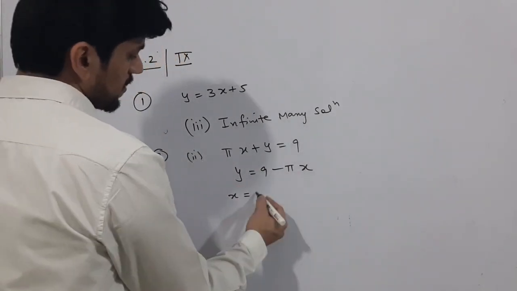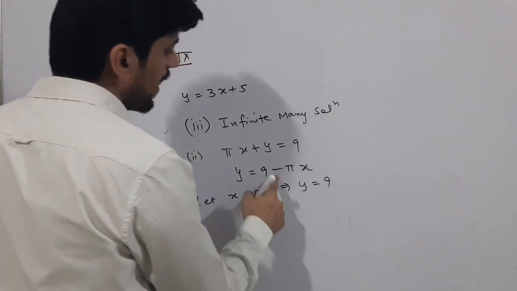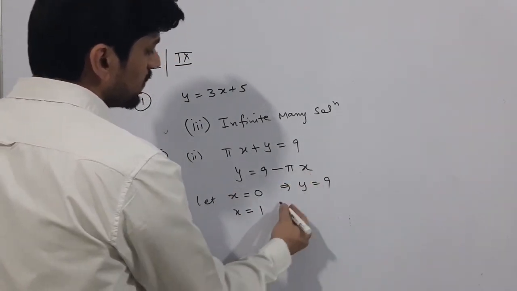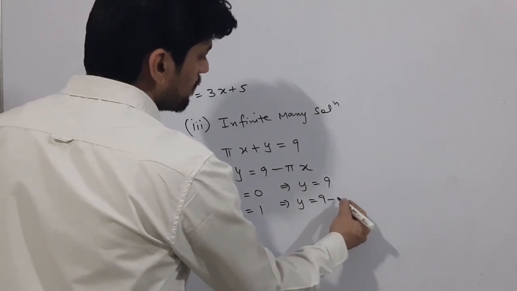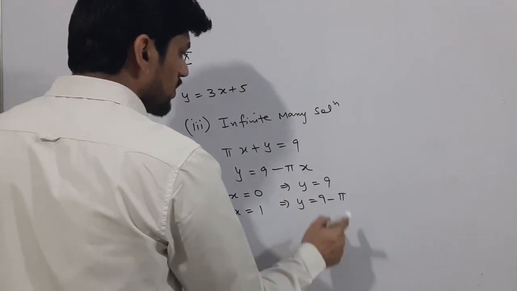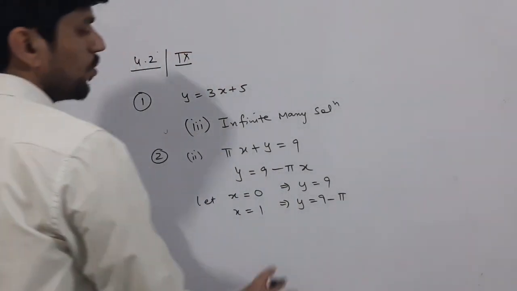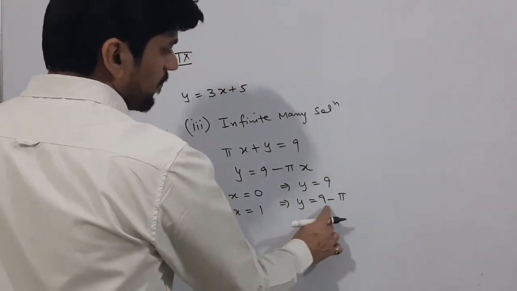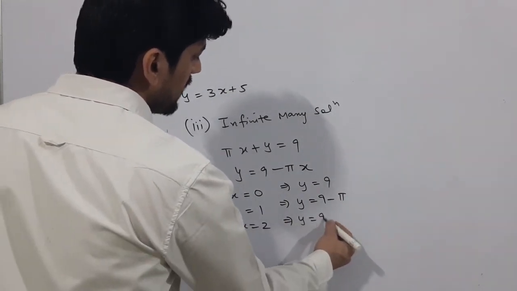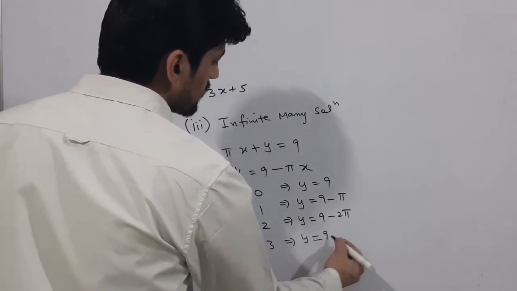Now let us put the value of x as 0. So you get y equals 9 minus pi into 0, which is 0, so y is 9. Now if we put x as 1, y will be 9 minus pi times 1, which is pi. If the question gives you the value of pi as 22 by 7, then you put the value of pi as 22 by 7, otherwise there is no need. So we will write y as 9 minus pi itself. Now substitute x as 2, so you get y as 9 minus 2 pi. Put x equals 3, so you get y as 9 minus 3 pi.